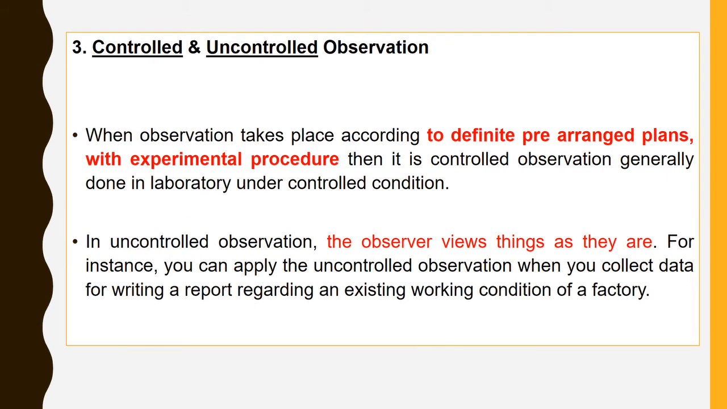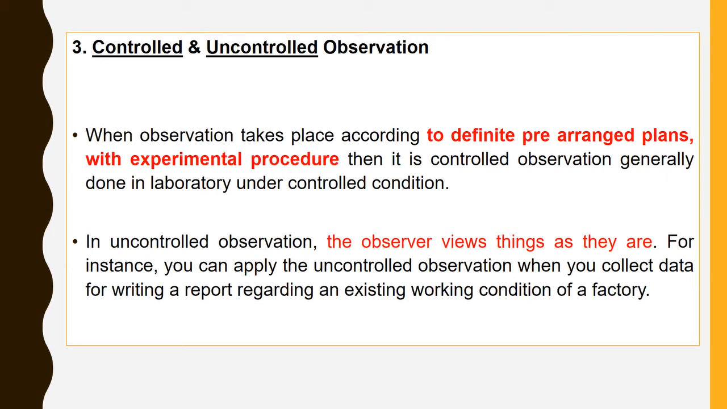Now the third one is controlled and uncontrolled observation. Whenever you use controlled observation, it depends on laboratory cases. If you are going to do any kind of experiment, a lab-based experiment, in that case you can use controlled observation. The whole condition is controllable, and you can apply some parameters. If you do an experiment with a lab instrument or a chemical instrument, that is called controlled observation. The situation, the conditions, the laboratory, everything can be controlled.